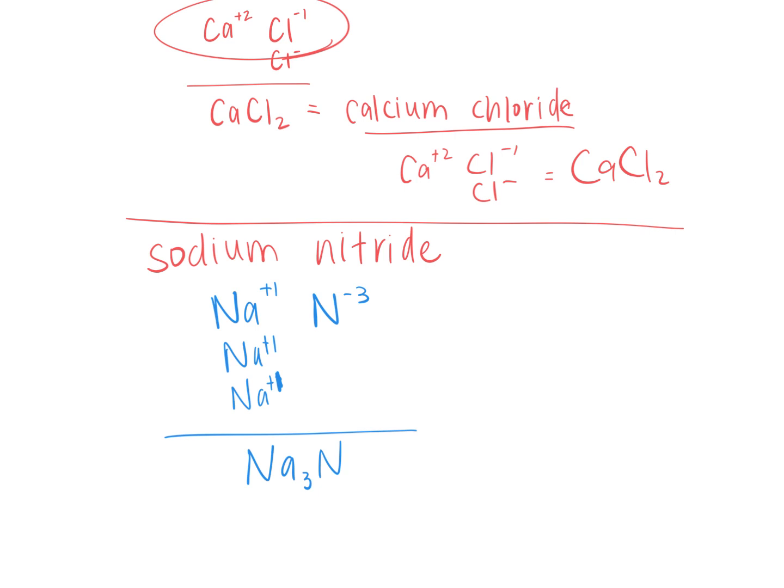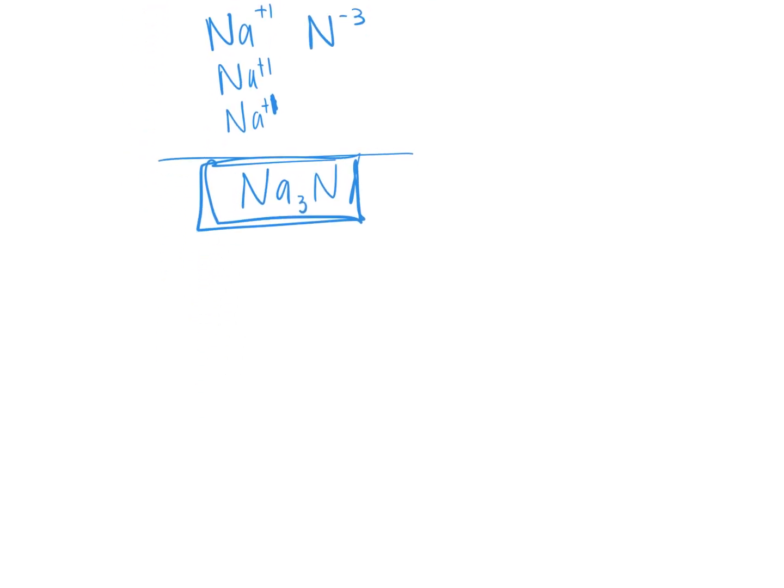If there's no number here, how many of those do we assume there are? 1. There has got to be 1 of them there. So just like when we did molar mass, if there's nothing listed there, we assume it's a 1. So it gives me 3 sodiums to 1 nitride. So there's our final written formula. Okay, seem good?